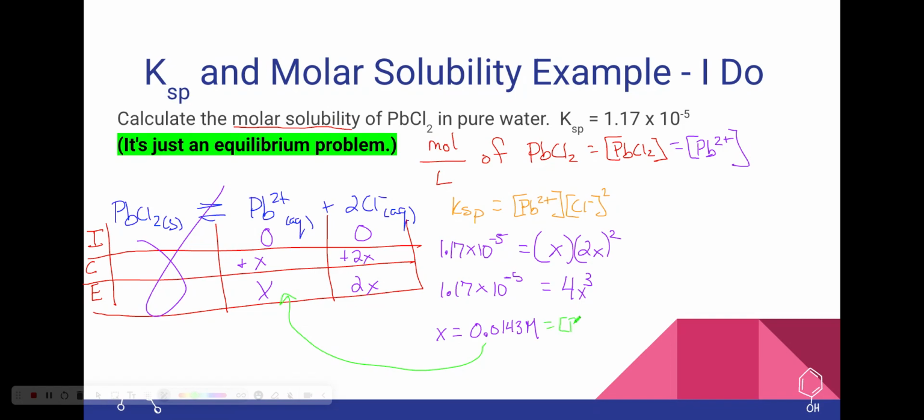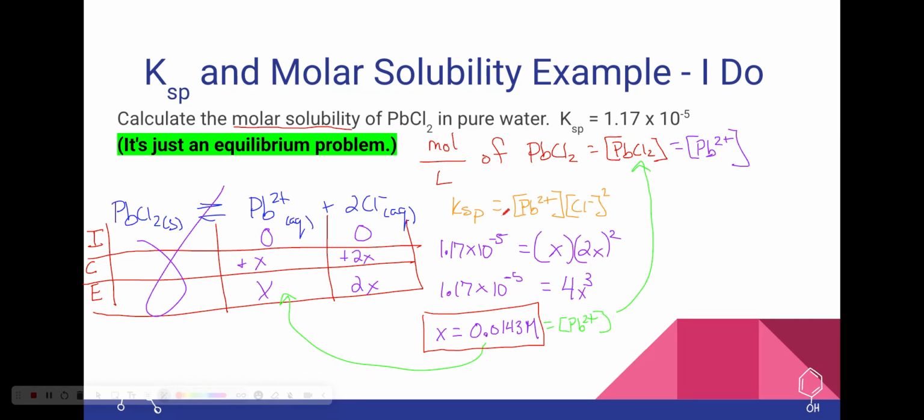So this is my concentration of lead 2 plus. And we just got done talking about how, if that's my concentration, it's also equal to the concentration of lead 2 chloride. And what is molar solubility? It is, in fact, just concentration. So my final answer for this equation, folks, is, in fact, the molar solubility of lead 2 chloride is 0.0143 molar.